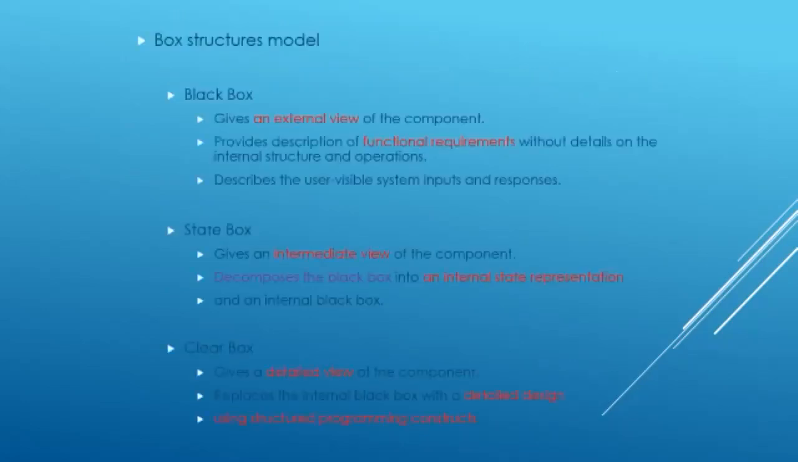First, the black box gives an external view of the component, provides a description of functional requirements without details on the internal structure and operations, and describes the user visible system input and responses. The state box gives an intermediate view of the component, decomposes the black box into an internal state representation and an internal black box. The clear box gives a detailed view of the component, replaces the internal black box with a detailed design using structured programming constructs.